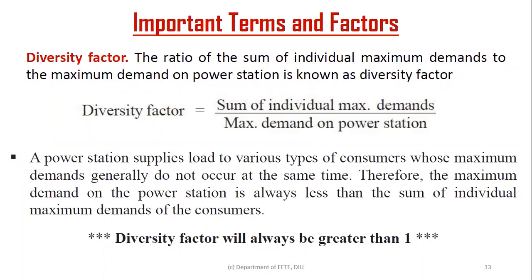Similarly, suppose Liton has a coaching center, and he runs the coaching center in the afternoon. Students come, he teaches them, and all the electrical equipment is on at that time. But the rest of the day and night, the demand is not high. Only at that time does the maximum demand happen. So for Monima it happens in the morning, for Liton it happens in the afternoon.